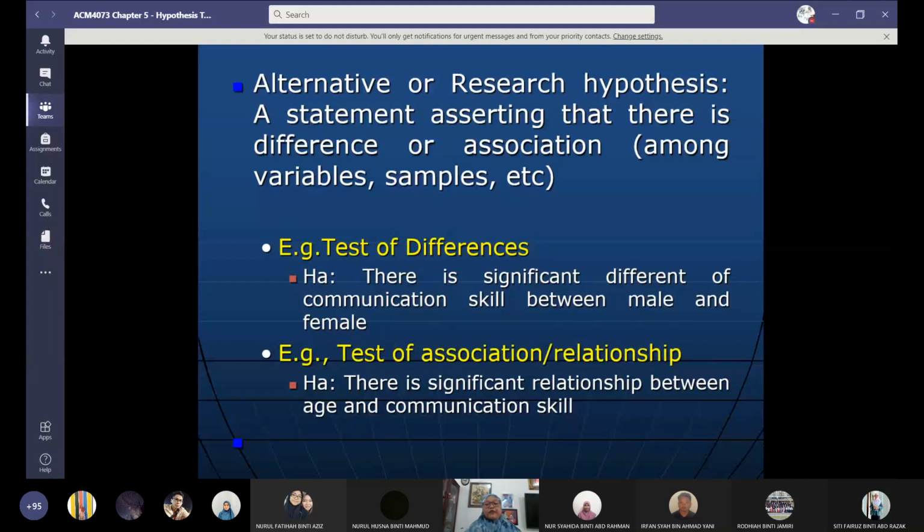Alternative hypothesis for relationship: there is significant relationship or there is significant association between age and communication skill. We highlight the existence that the relationship occurs between the variables. When we speak about relationship, it can be two variables or more.